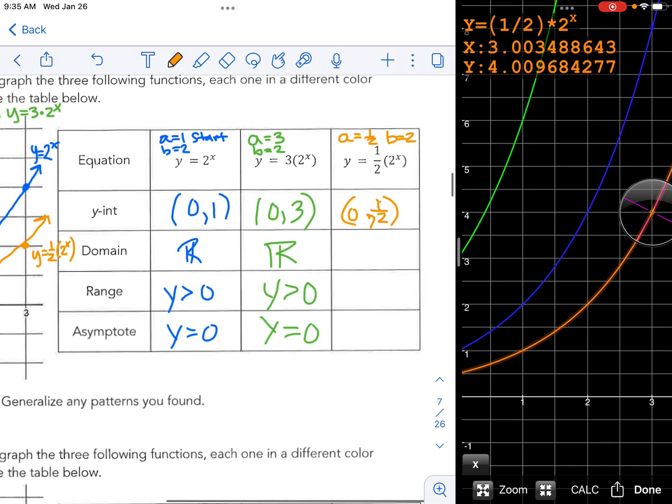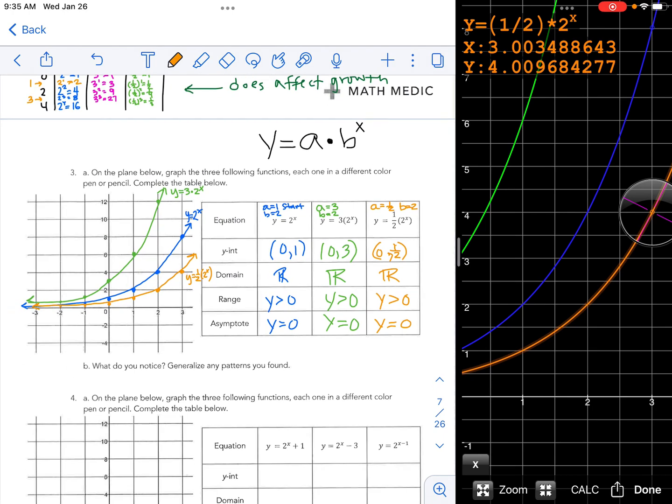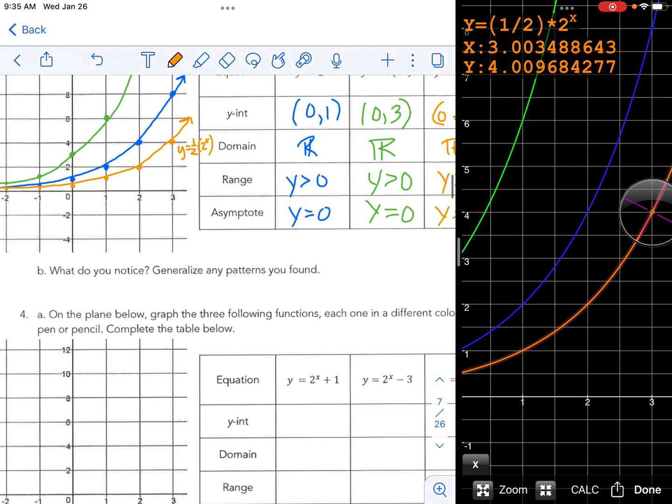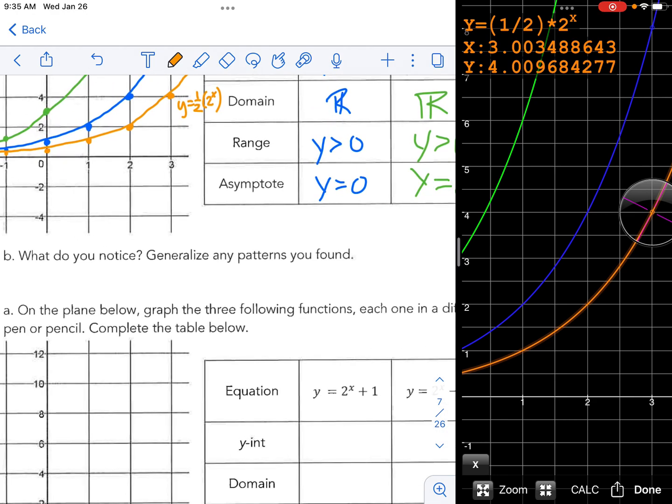Because we're changing that a value, that start value, that's the only thing that's changing. Everything else in the table, it's still the same shape, and it's still the same 2 quadrants in the coordinate plane. So that is all still the same. Okay, so when we change the a value, it is changing that start value, and it's scaling everything. Okay, so that's our scale factor. So what do you notice?